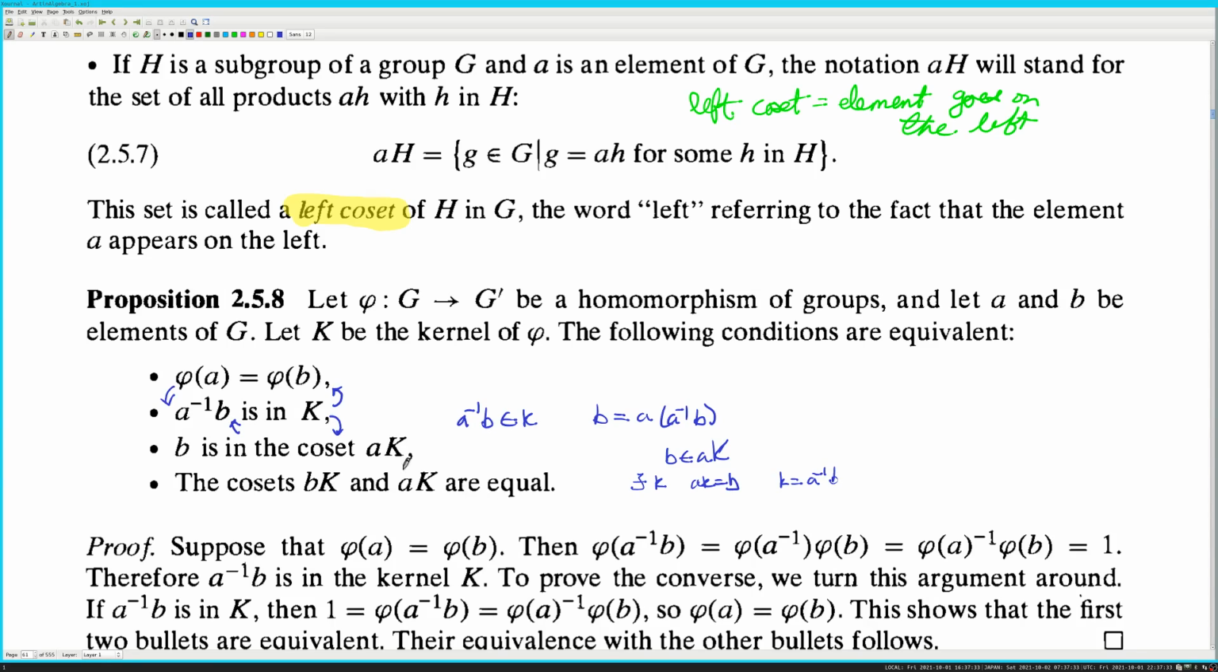The cosets bK and aK are equal. So I guess the way to show that is, let's suppose the cosets are equal.